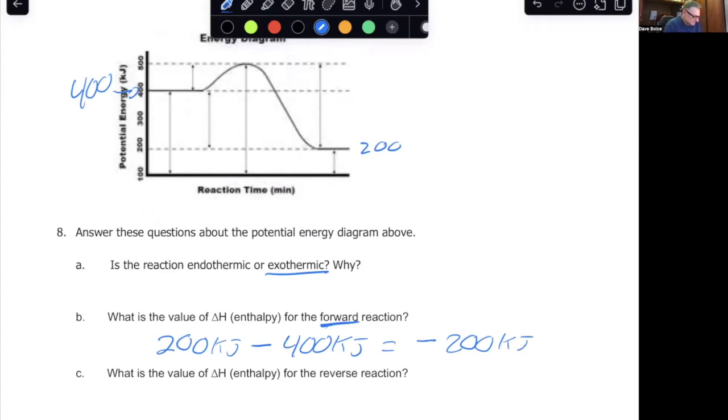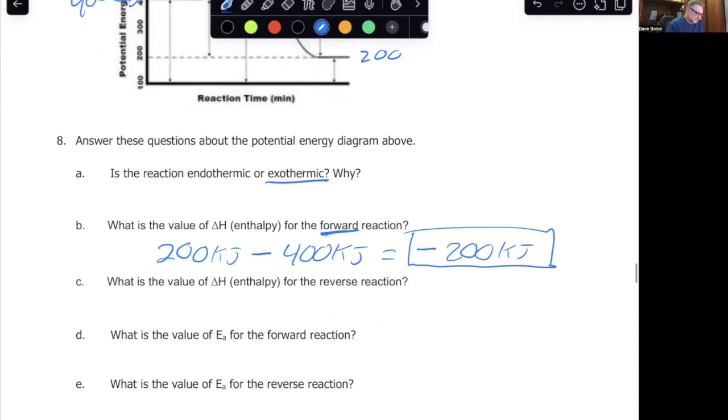So negative 200 tells me that this is exothermic, is losing energy, but this is the answer to the question, is negative 200. What is the enthalpy for the reverse reaction? Well, once again, final minus initial. So I'm just going to reverse this to 400 minus 200, and that's going to equal a positive 200. So this system is gaining energy and therefore endothermic.